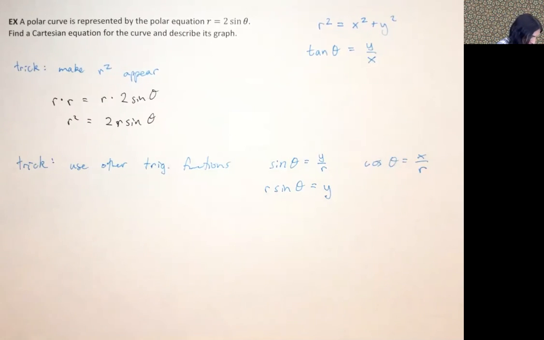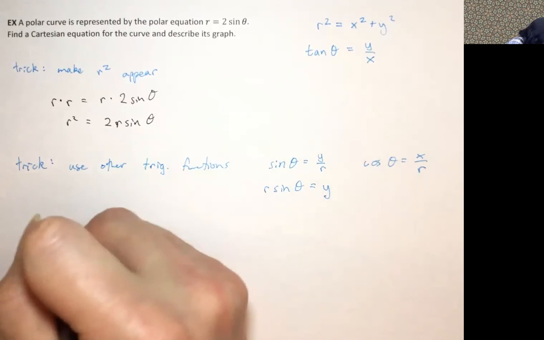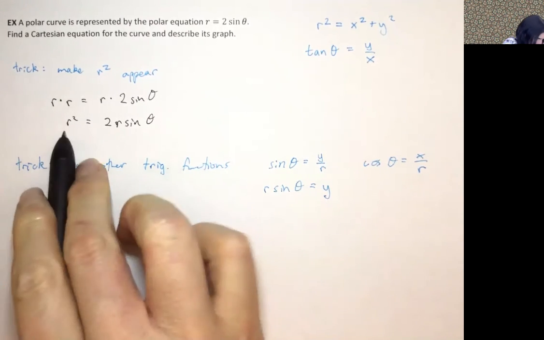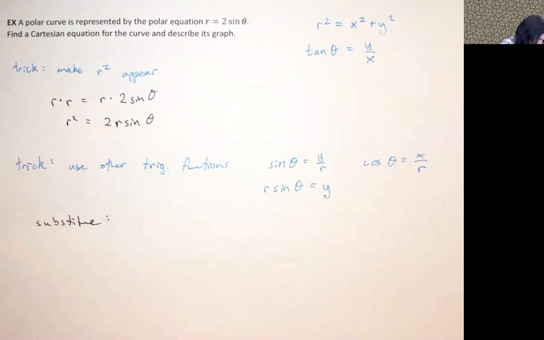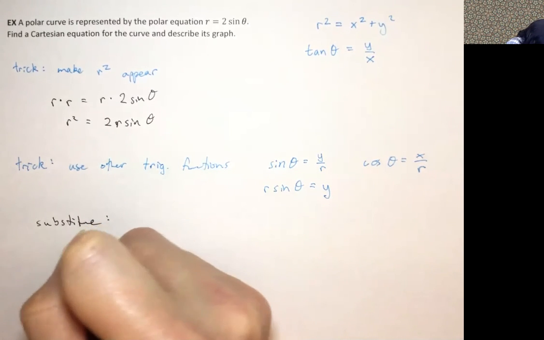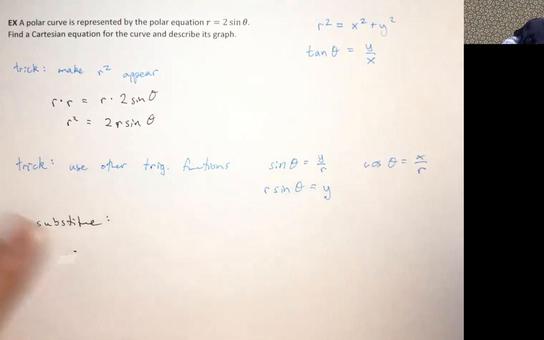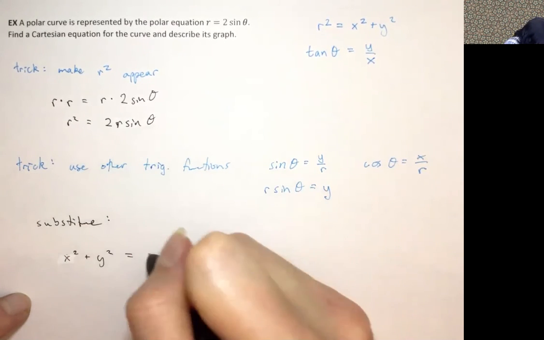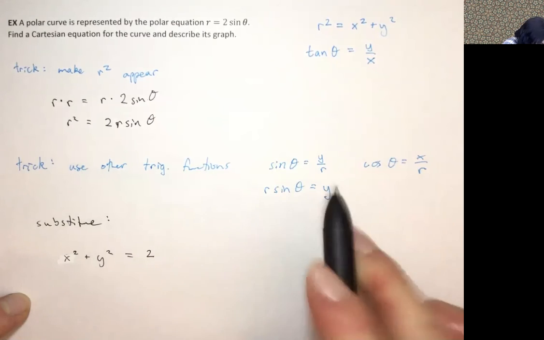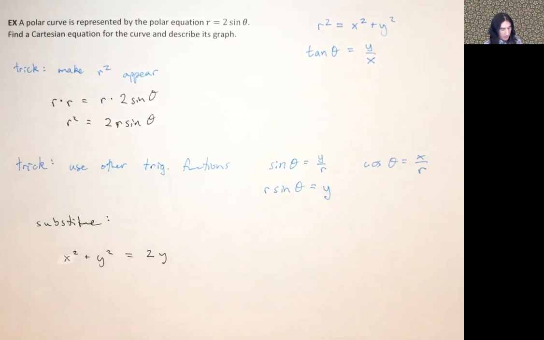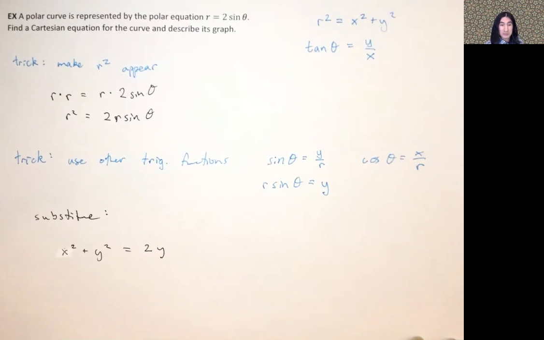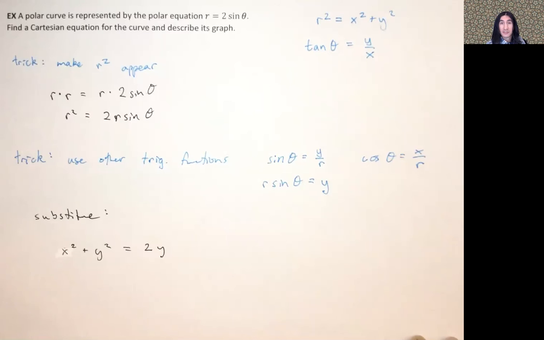Okay, so the last thing to do is substitute. r squared becomes x squared plus y squared, and 2r sine theta becomes 2y. Okay, and so we have that guy right there. Hopefully this equation looks like something familiar from pre-calculus algebra. This is an equation of a circle, just a little bit in disguise.